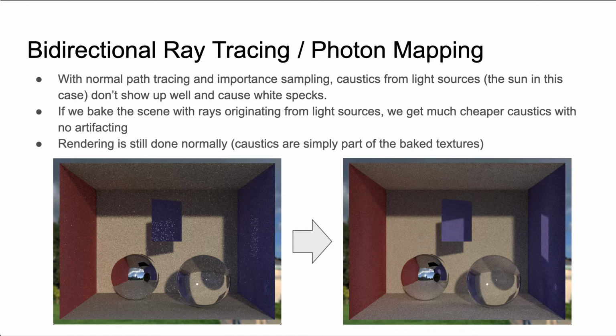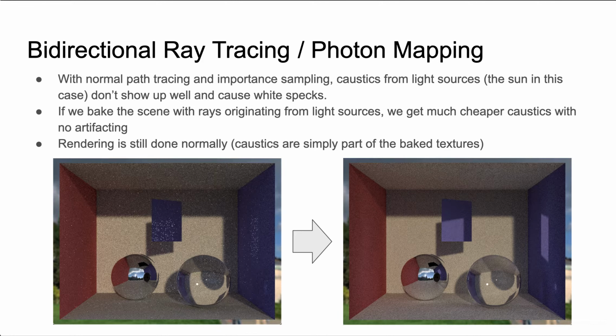Next is adding in bidirectional ray tracing, kind of photon mapping. Basically, in the baking phase, we shoot out rays from the environment instead of from the camera, and it gives us a lot better caustics. You can see the reflections on the wall are much better. That basically only affects the baking part. The rendering part is still the same.